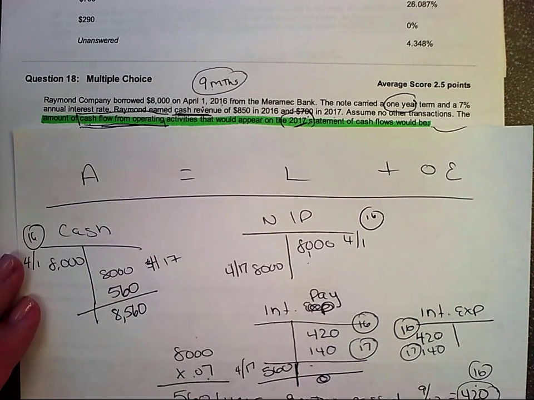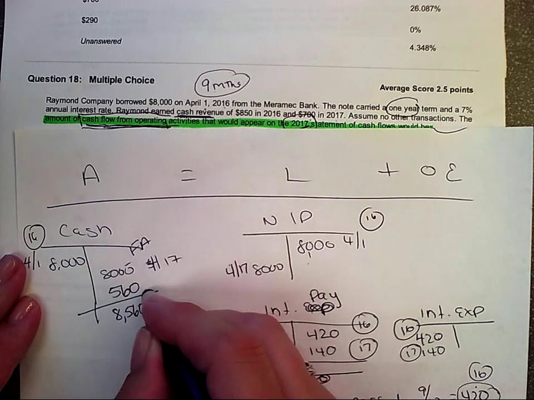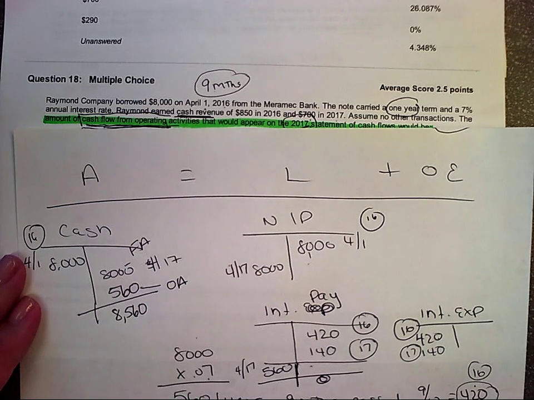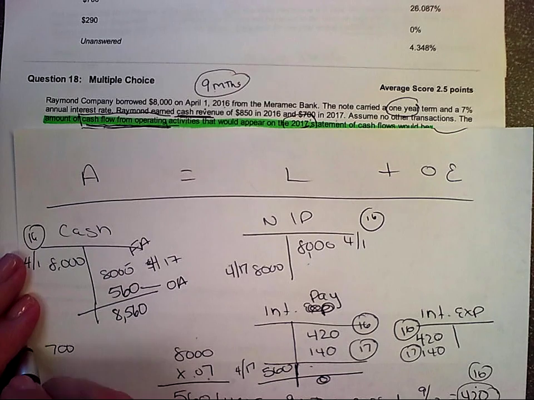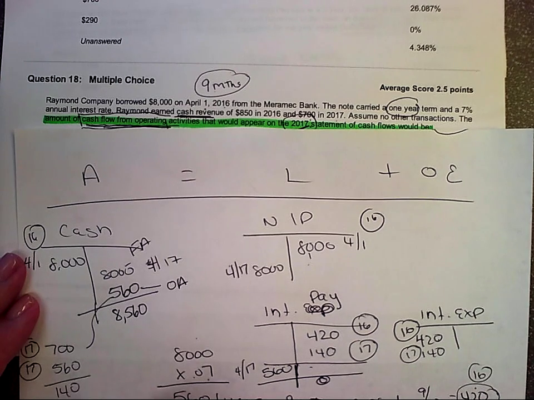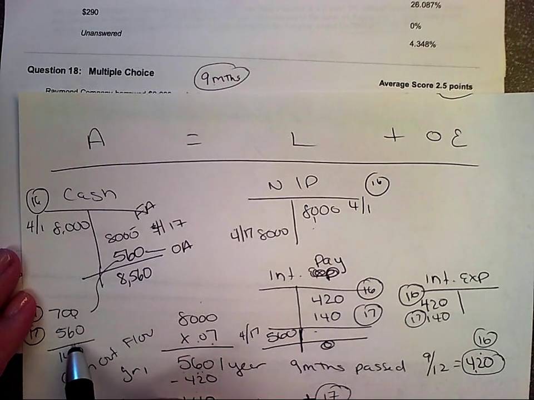Again, the question is saying, what is the cash flow from operating? This is financing. This is operating activity. So when we look at, we have income of 700 in 17. And what did we have for an expense? These are cash payments. What is my total cash outflow for operating activities? 700 revenue minus the 560 cash expense, 140.